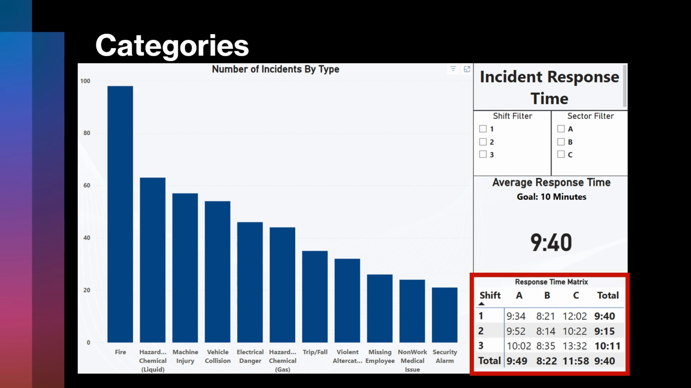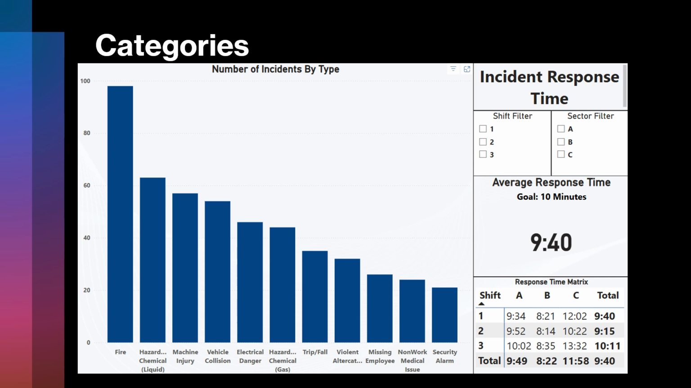Now let's look at response times. The company goal is to have an incident cleared, have everyone back to work in 10 minutes, and they are actually meeting that goal with an average response time of 9 minutes and 40 seconds. But deeper analysis shows some issues with looking at just that one figure, and at a high level with this matrix, we can see a few of those issues.